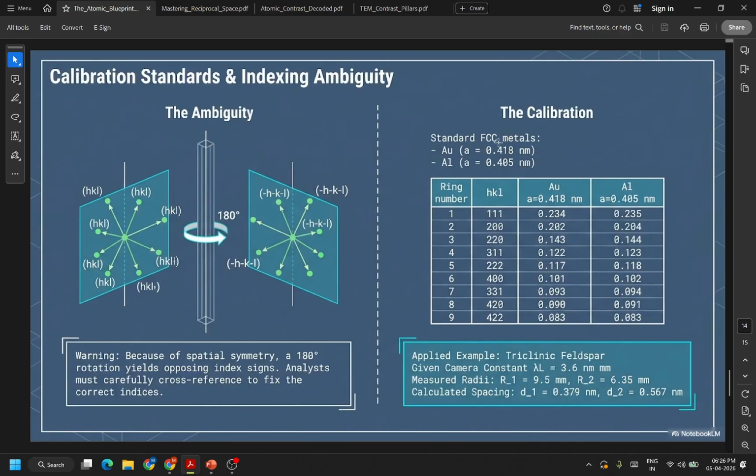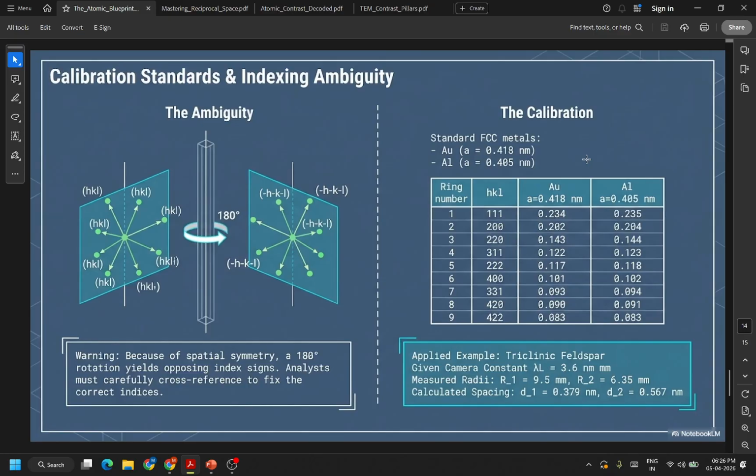So you can see here, gold and aluminum can be used for calibration. They are very standard FCC metals. Gold has an interatomic spacing of around 0.418 nanometer. Aluminum will have around 0.41405 nanometers.